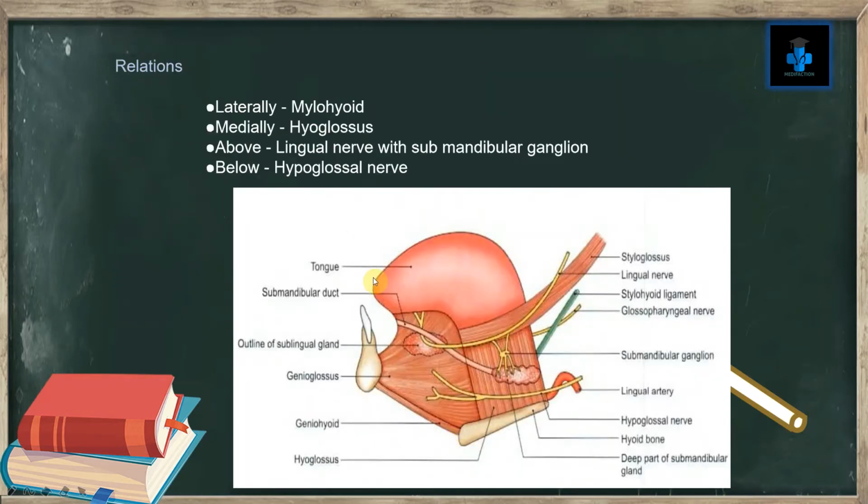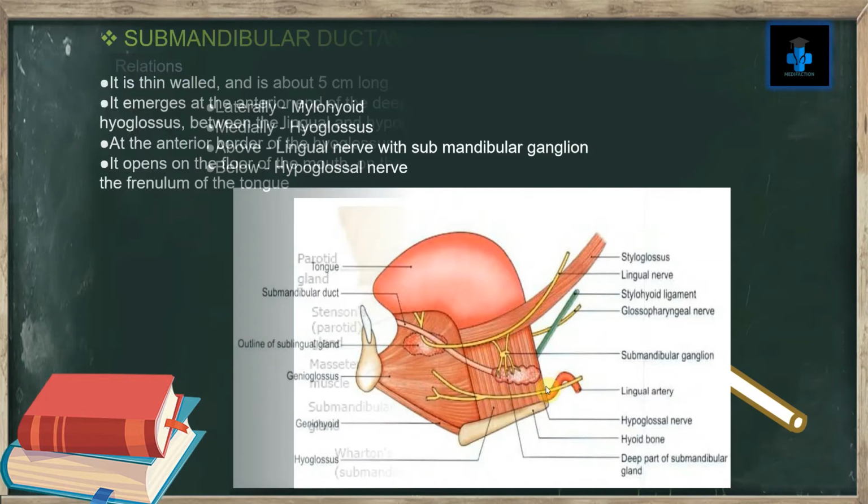Okay, now let's talk about the relations. Laterally, we can observe the mylohyoid and medially, we can appreciate the hyoglossus right here. And above, we can appreciate the lingual nerve with submandibular ganglion. This is the lingual nerve, and this right here is the submandibular ganglion, which we will be explaining later. And below, we can appreciate hypoglossal nerve. This one is the hypoglossal nerve.